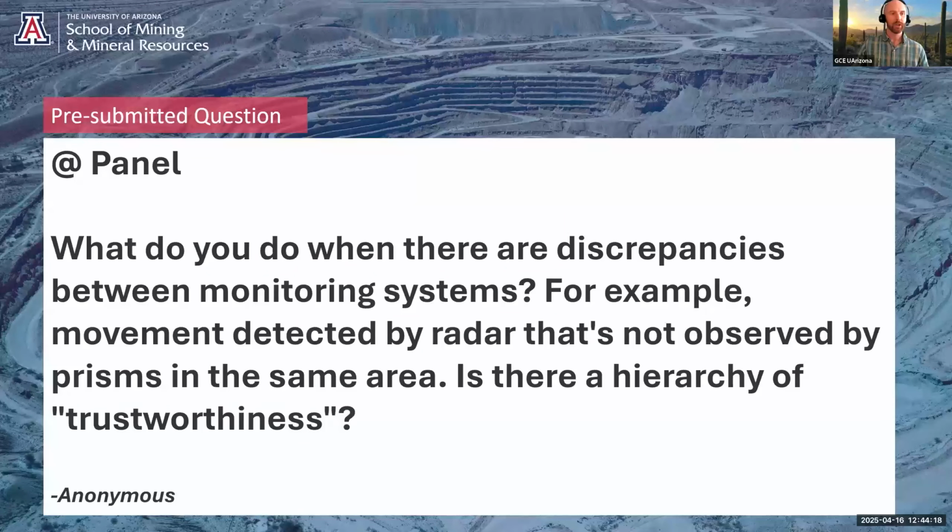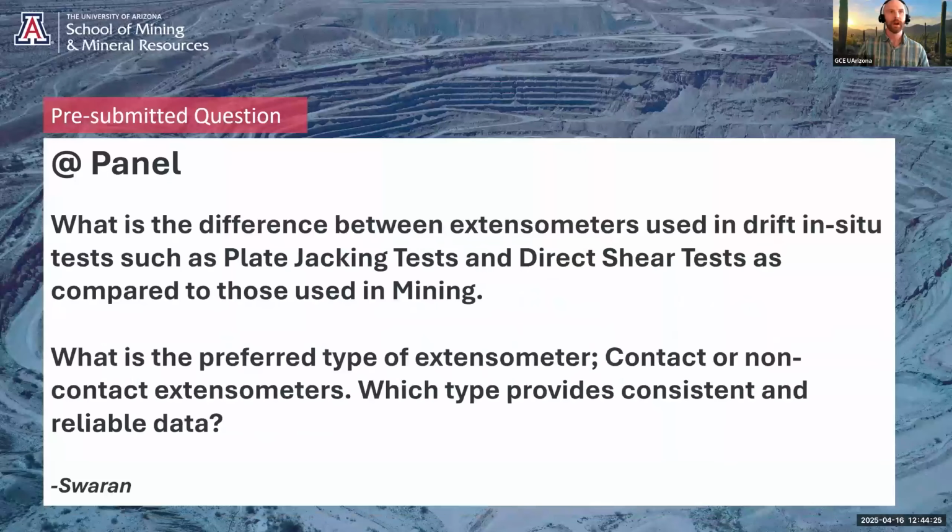Okay. Here's a question. This one is getting a little bit more into the hardware. So maybe I will direct this one towards Pierre. This one is from Swalran. This is a pre-submitted question. What is the difference between extensometers used in drift in situ tests, such as plate jacking tests and direct shear tests, as compared to those used in mining? And what is the preferred type of extensometer, contact or non-contact extensometers? And which type provides consistent and reliable data? Kind of a two-part question.